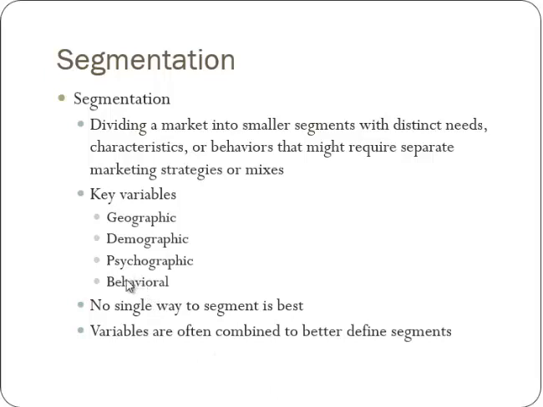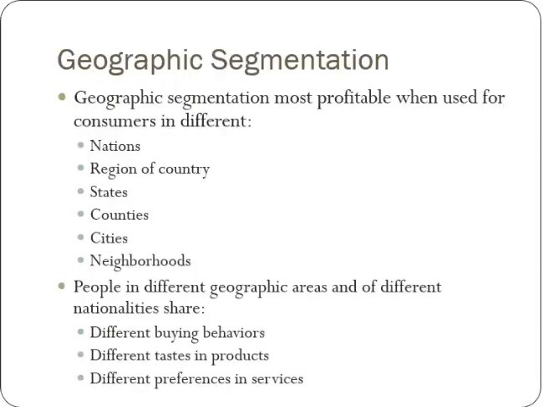And finally, the behavioral segmentation. You may want to target people who behave in a certain manner, people who spend a lot, people who eat very healthy. If you're an organic food store, you may want to target people who tend to eat healthy. There's no particular best way to segment. You have to look at the particular product that you're looking for.